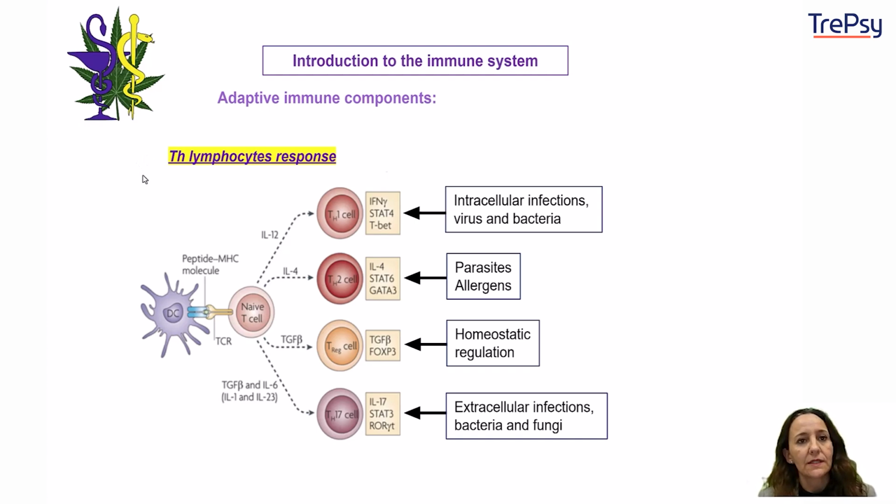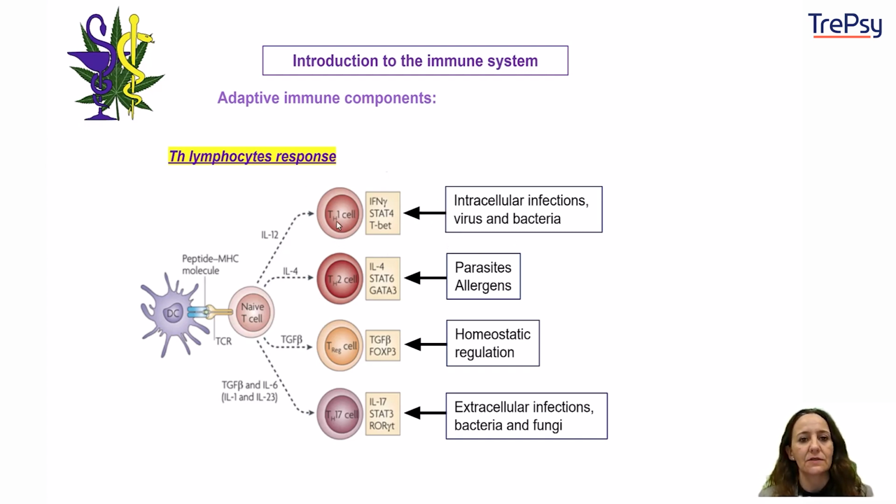So, talking about the T helper response, the cells have to recognize the specific peptide of the pathogen in the context of an antigen presenting cell, in this case the dendritic cell, as we were talking previously. They can give rise to different populations such as Th1 cells, Th2, Treg cells, and Th17. So as you can see here, these are the main activities that these populations can do.